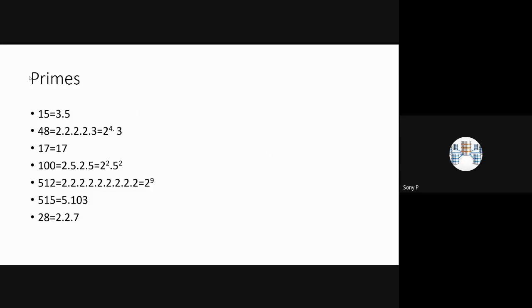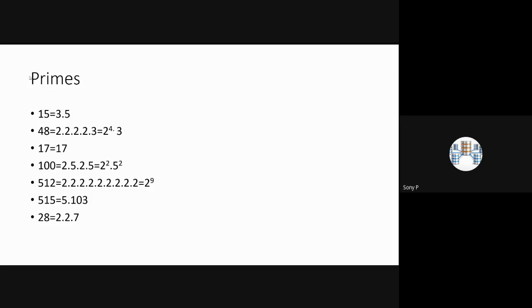Examples: 15. A positive integer 15 can be written like this: 3 into 5. Both 3 and 5 are prime numbers. Again, the number 48 can be written as 2 into 2 into 2 into 2 into 3. That means 2 is multiplied 4 times and then it is multiplied with 3. So every time we are multiplying with only prime numbers. So 48 can be written as 2 raised to 4 into 3.